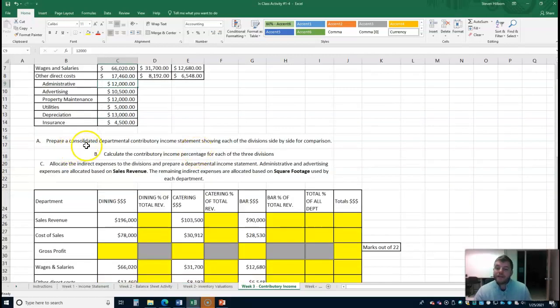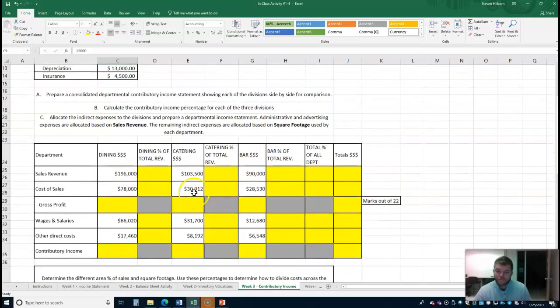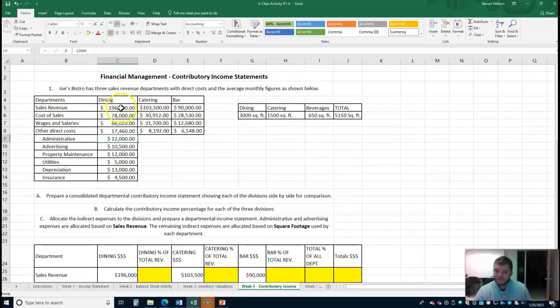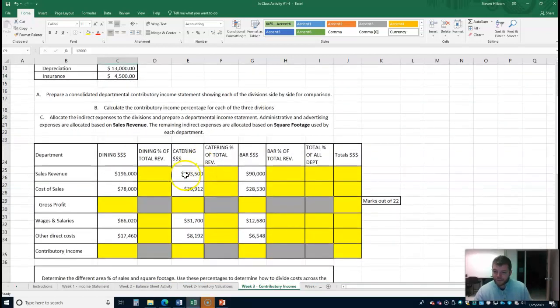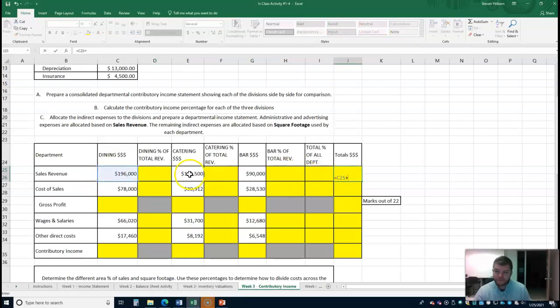So step 1 is prepare a consolidated departmental contributory income statement. It's a mouthful. And we're going to do it side by side so it's easy to compare. So I've already moved the numbers down here for you just to save you a little bit of time. And these are these right here, as well as all of the costs for all of these departments. So here we go. First of all, it says dining as a percentage of total revenue. So I need to find out what total revenue is. So I'll go over and I will add up all of the revenue departments and find our number.